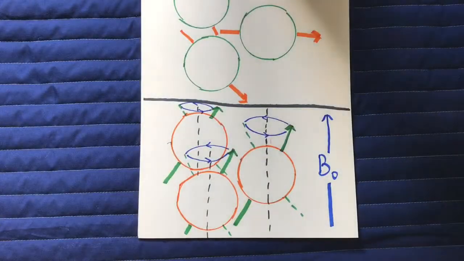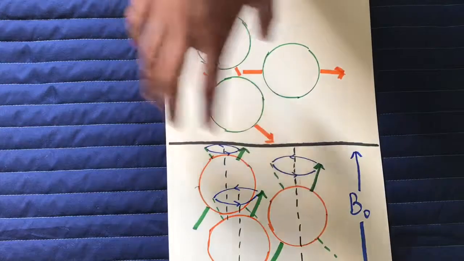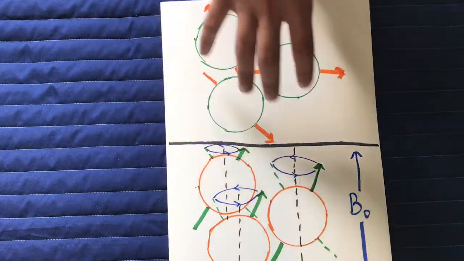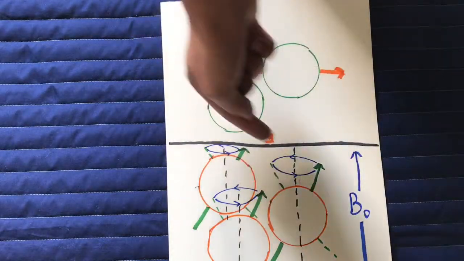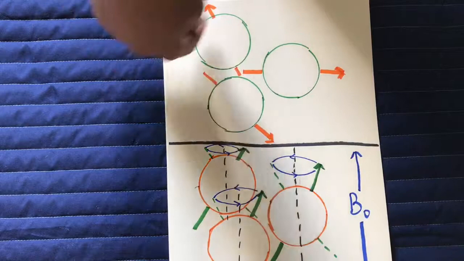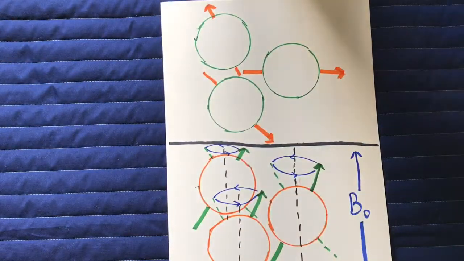Pretty simple. Here we have a cluster of random protons, just normal protons with no external forces, and they're all going in different directions, different magnetic dipoles. This one's going to the left, this one down, and this one up right here.